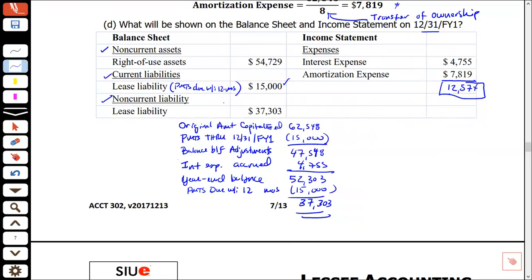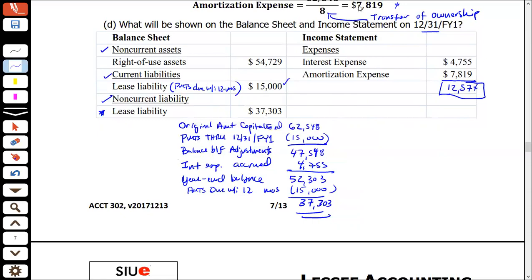Which would include the 47.55. Part of that's going to go to principal, and the other part's going to go to the interest payable, but we are dumping it into lease liability. And the remainder of the balance goes into non-current. So in the future, we're going to pay off the interest accrued plus the remaining principal balance, essentially. That is how you come up with your non-current lease liability versus your current lease liability.